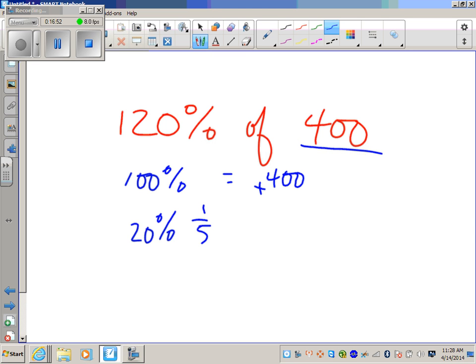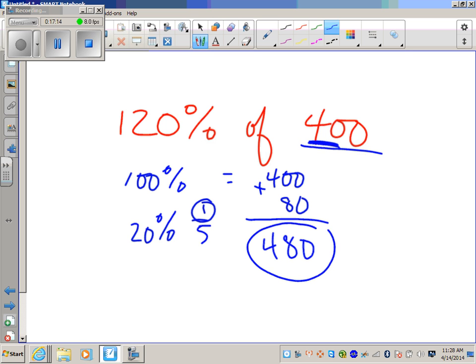So 20 is 1/5. What is 1/5 of 400? Can you divide 400 into 5? What's 40 divided by 5? 8 with a 0 is 80. So how many of those do I need? What's 400 plus 80? 480. Was it greater than 400 like I said it was going to be? Yeah. So all we did was break down the 100 and add it to the 20. What's 100 plus 20? It's 120, just like here. So we just took it and made it into two parts and used those fractions.